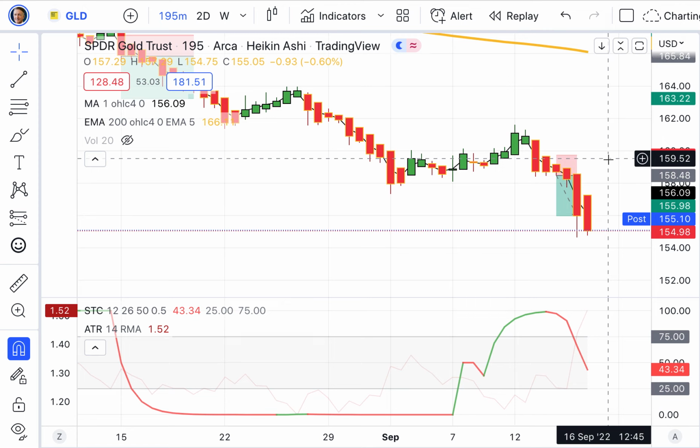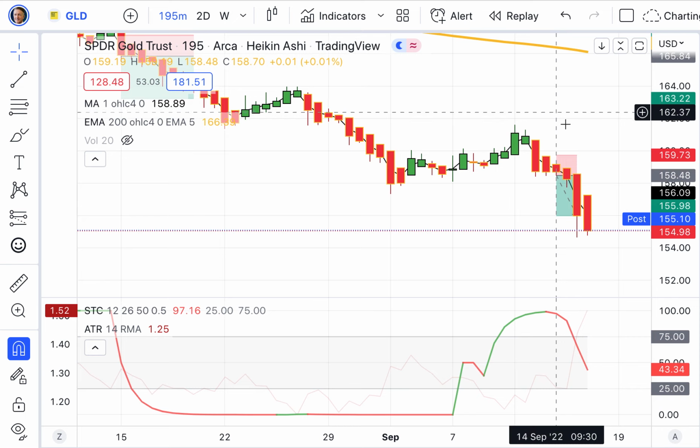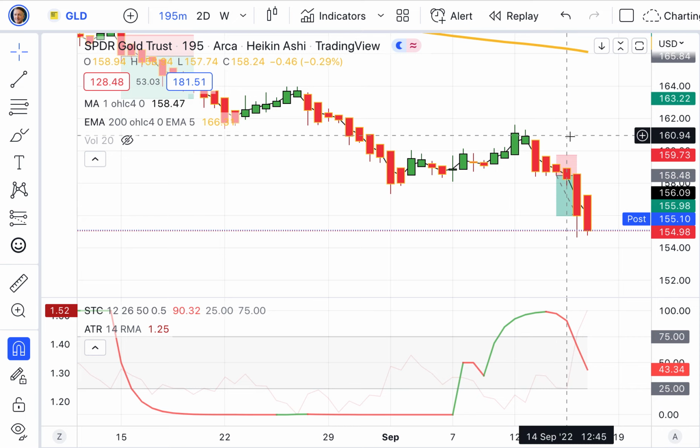Now remember, we don't have an inverse fund for gold, so this would have been for you a put trade. And if you don't know how to trade options, you need to learn.